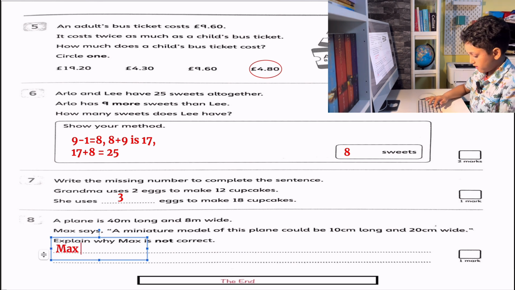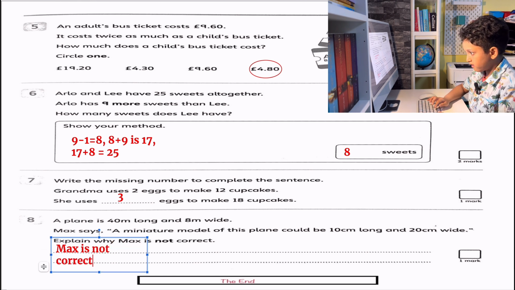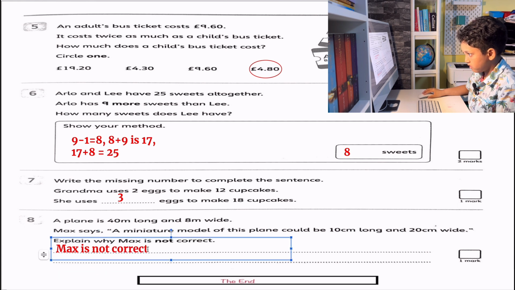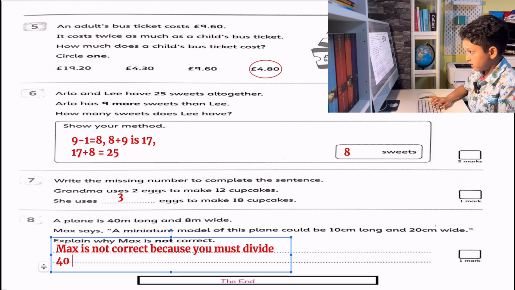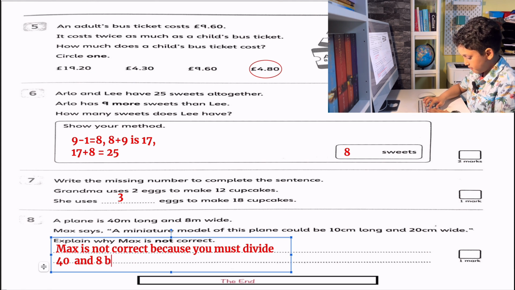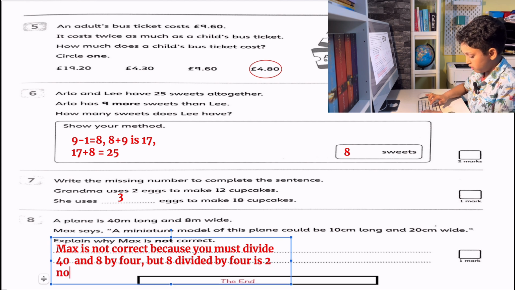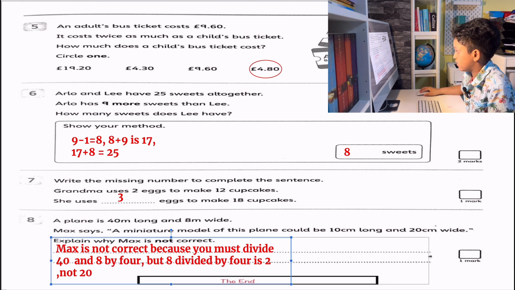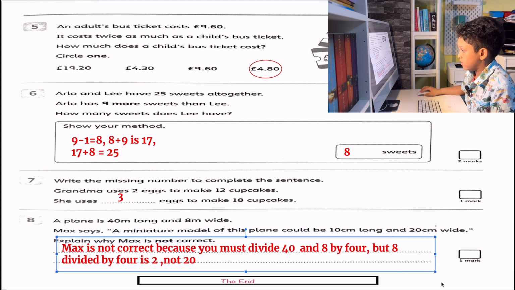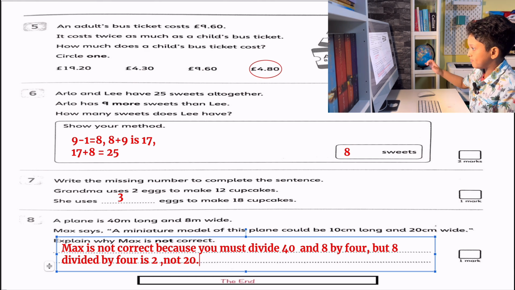Four sentences. Max is not correct. Wait, let me just stretch it out. Because you must divide 40 and 8 by 4, but 8 divided by 4 is 2, not 20. I probably made a mistake there. Sorry. Okay, stretch out. And full stop.